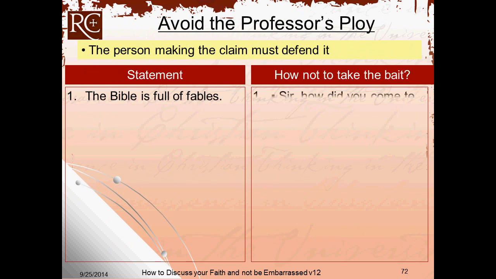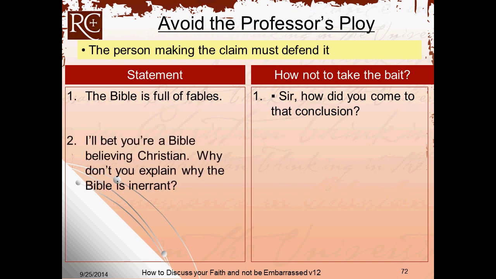There is something that Greg Koukl points out that's called the professor's ploy. And remember, the person making the claim must defend it. So if the professor says the Bible is full of fables, you have to be careful in the response. And you can respond with a question. Remember, a professor is there to answer your question. So in some sense, it's his job. And so you can ask questions. The professor says the Bible is full of fables. You could ask, sir, how did you come to that conclusion?